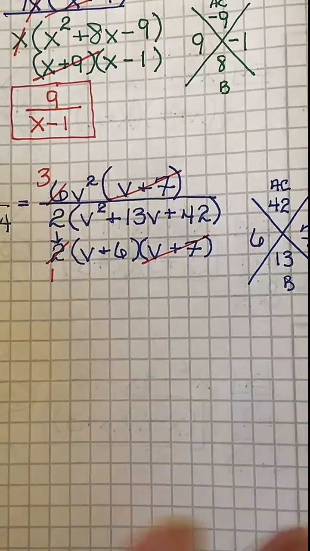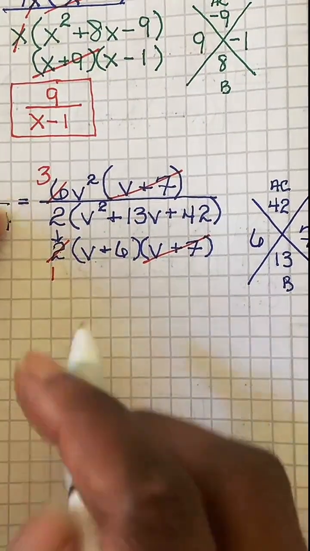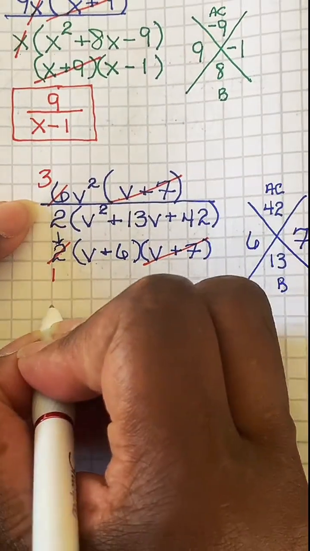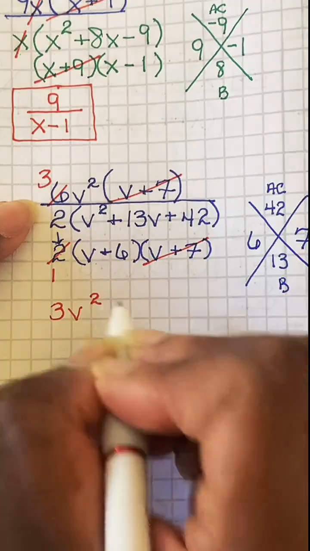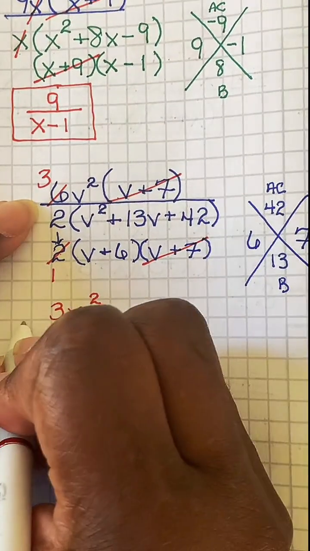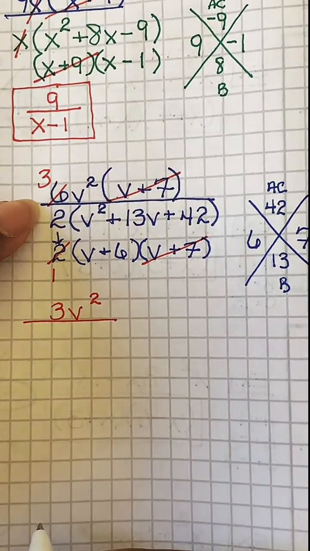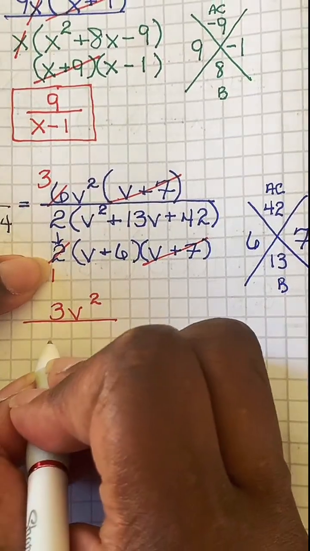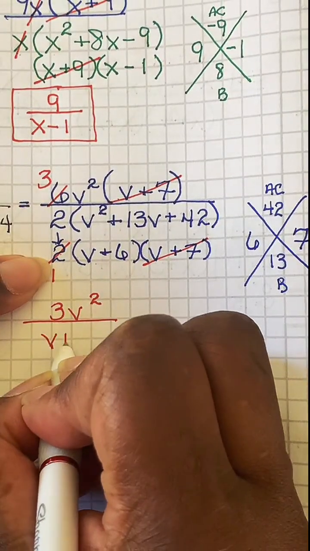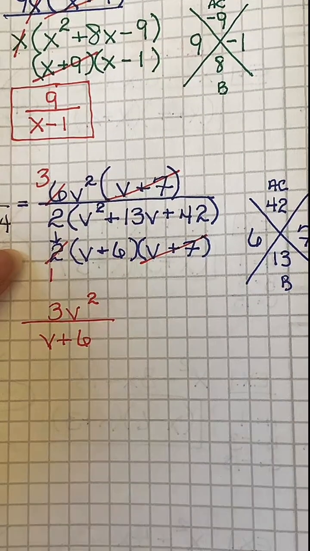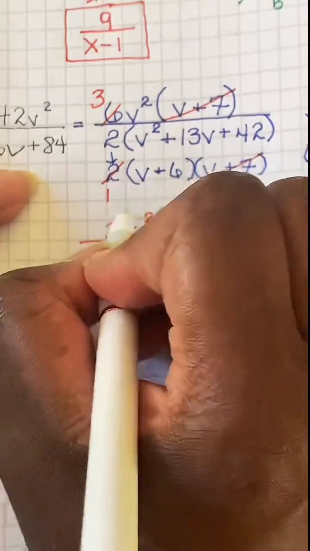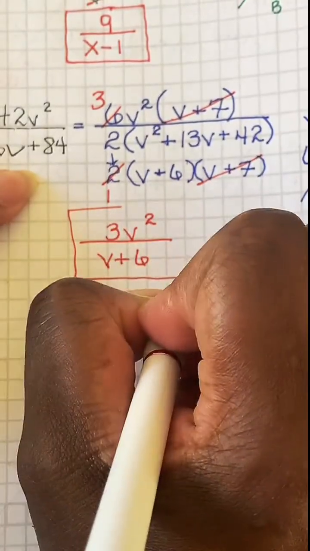So now, let's clean up. Let's see what we got here. So for my numerator, we have 3v squared. And my denominator, we have 1 times v plus 6, but we don't need that 1 because anything times 1 is itself. So my official answer is going to be this.